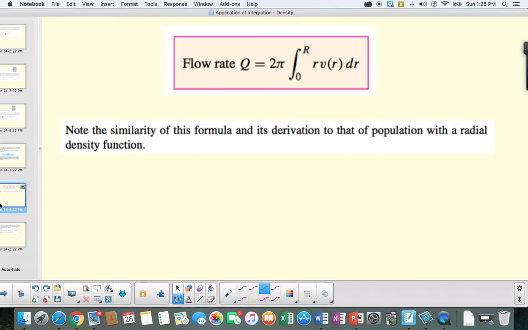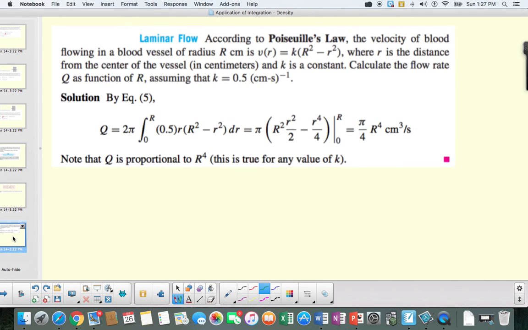So flow rate is 2 pi r, but instead of density, it's going to be velocity, and that's going to tell us how fast all these particles are moving. So note the similarity in its derivation to that of population. And here's an example where it's being used.